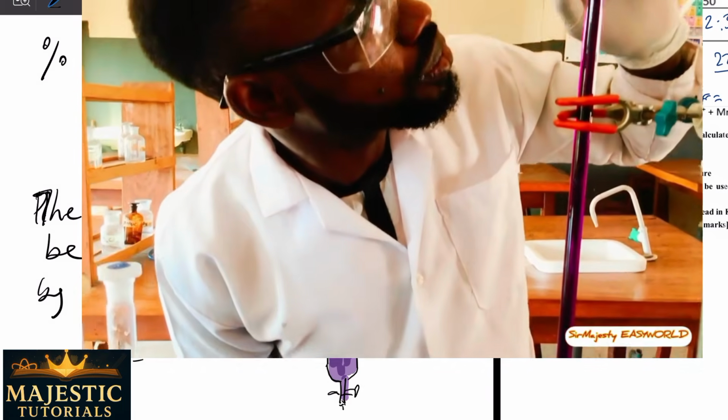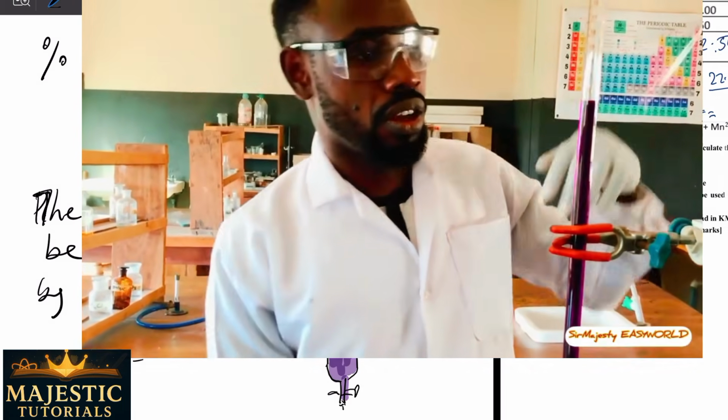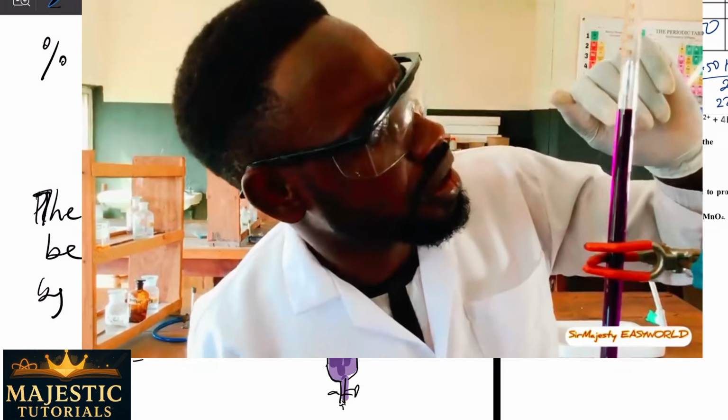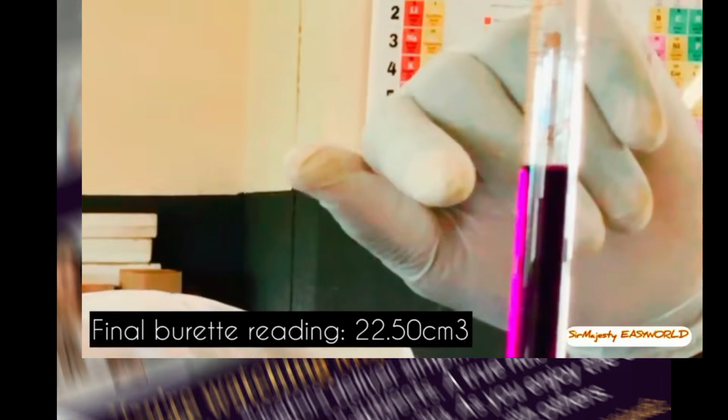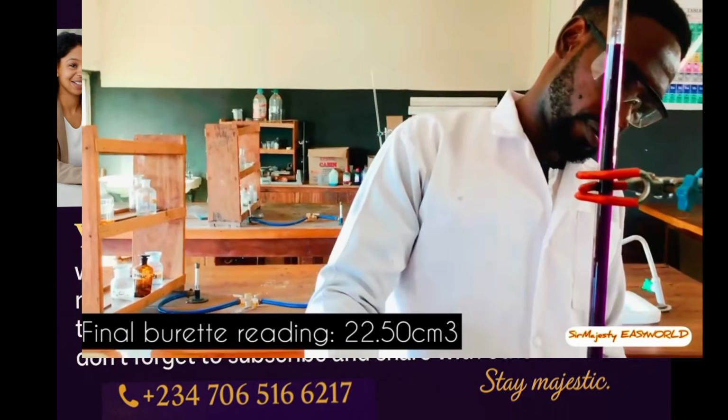So that's 22.12. That's 22.2. Yeah, I go to the next one. 1, 2, 3, 4. That's 5. That's 2.5.